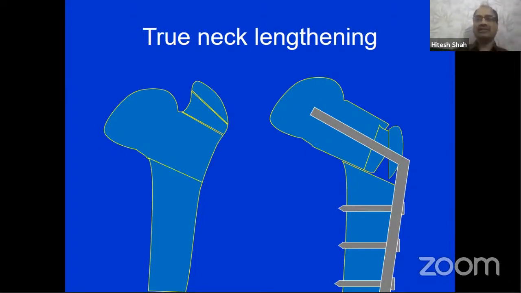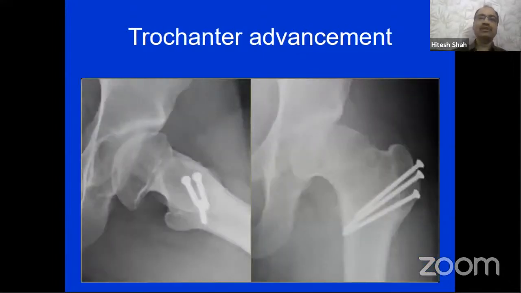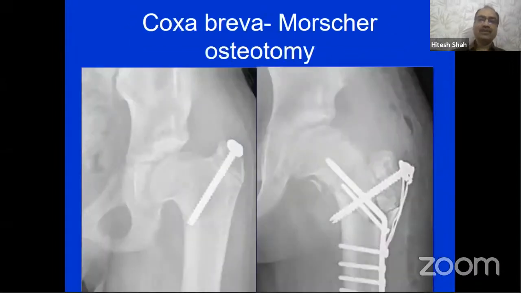We can see where the vessels are, and that is how you can differentiate between the corrections. This is an example with the same patient with a simple trochanter advancement fixed with three screws. This is the coxa brevis, corrected with what is called Morscher's osteotomy. It is actually done with true neck lengthening, through three osteotomies. You can see the first, second and third parts, with the graft kept, and the entire shaft has been lateralized and the neck-shaft angle restored.